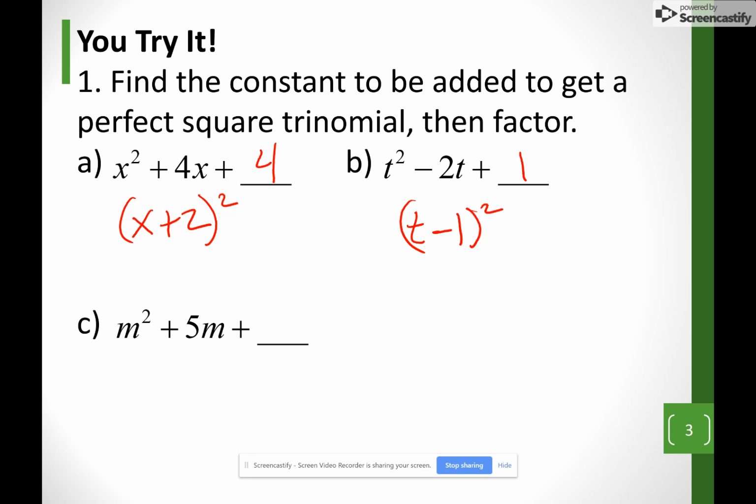Same thing with C. I'm looking at the middle term. What's the half of 5? I'm looking at this as a fraction, and I'm going to say the half of 5 is 5 halves. I'll square it. 5 over 2 all squared gives me 25 over 4. So I'm going to add 25 over 4 to make it a perfect square. And once I factor it, it's going to factor as m plus 5 over 2 all squared.